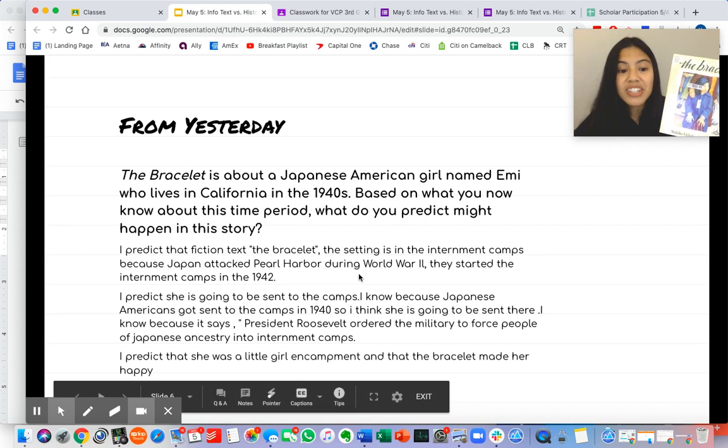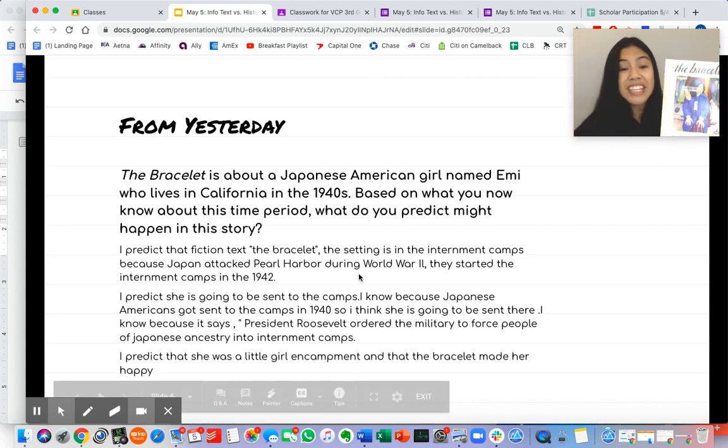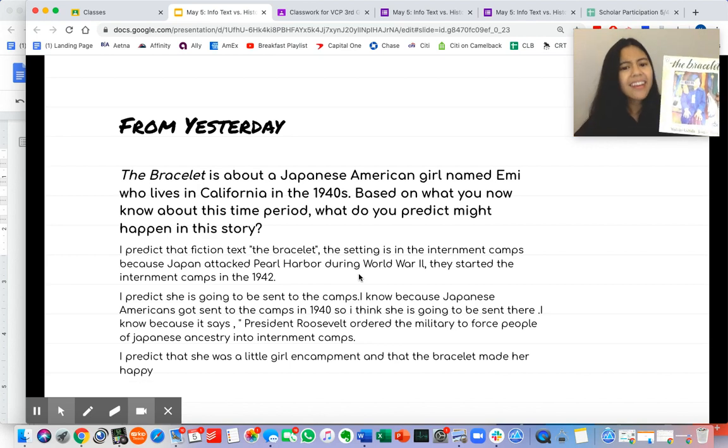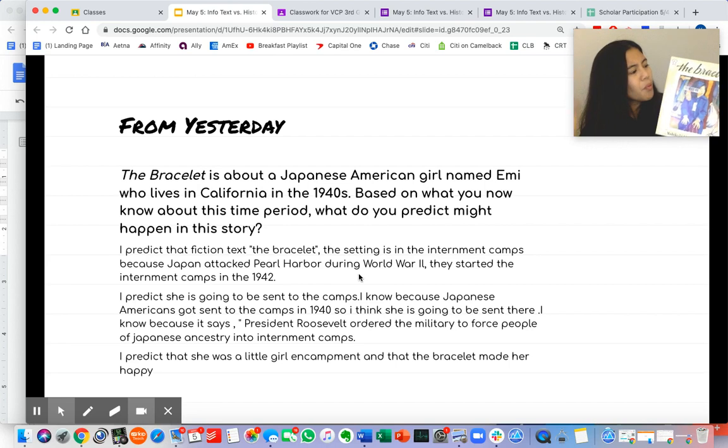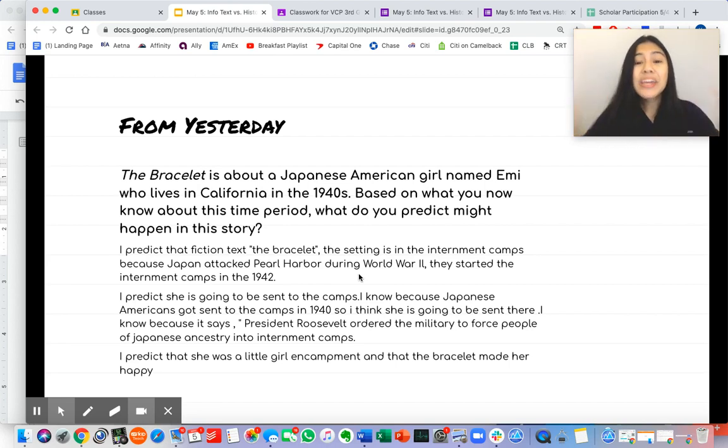This last prediction says, I predict that she was a little girl in camp and that the bracelet made her happy. I'm really impressed that this scholar was thinking about the title. What could this story be about? We get to find out today, scholars.